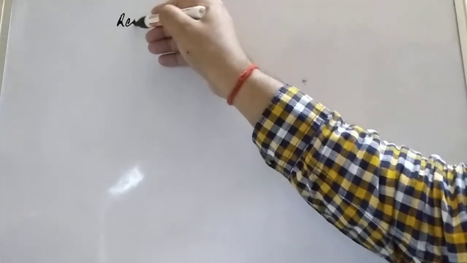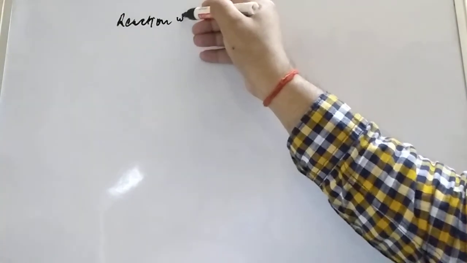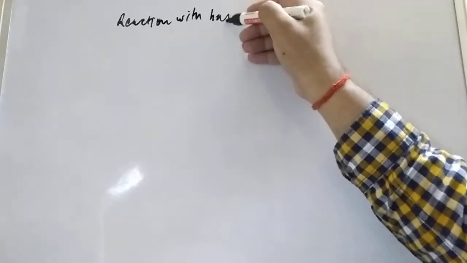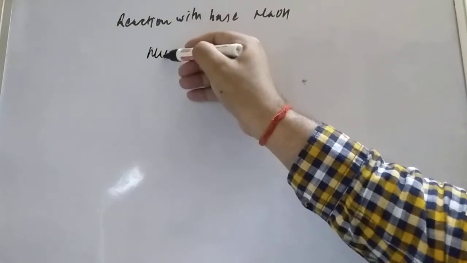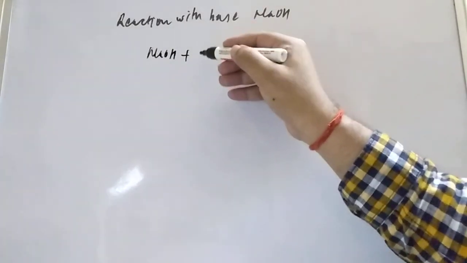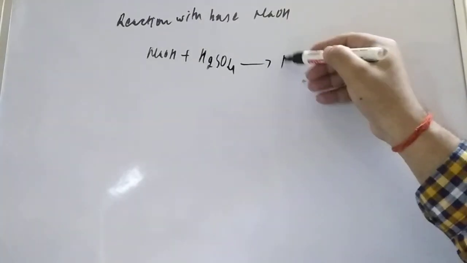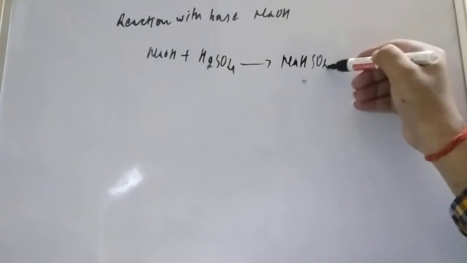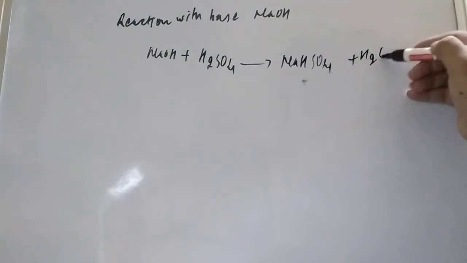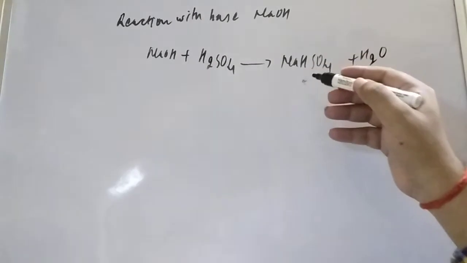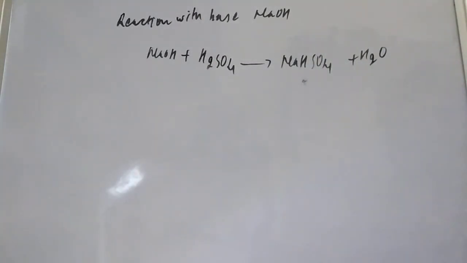Now the next one is reaction with base. The base we are taking is NaOH. So NaOH plus H2SO4, what will it give, student? It will give NaHSO4 plus water. So sodium hydrogen sulfate is the product when it reacts with sodium hydroxide.